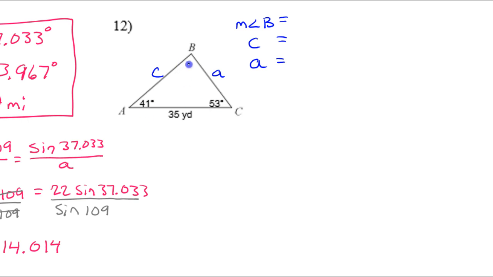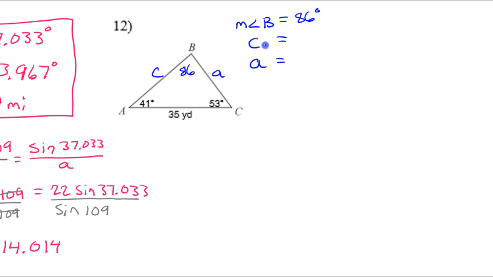Let's start with angle B. That's the easiest. The sum of the angles in a triangle is 180. So if I subtract both of these from 180, that will give me angle B. I'm just going to do that off camera. So I did 180 minus 41 minus 53, and I got 86. So the measure of angle B is 86 degrees.